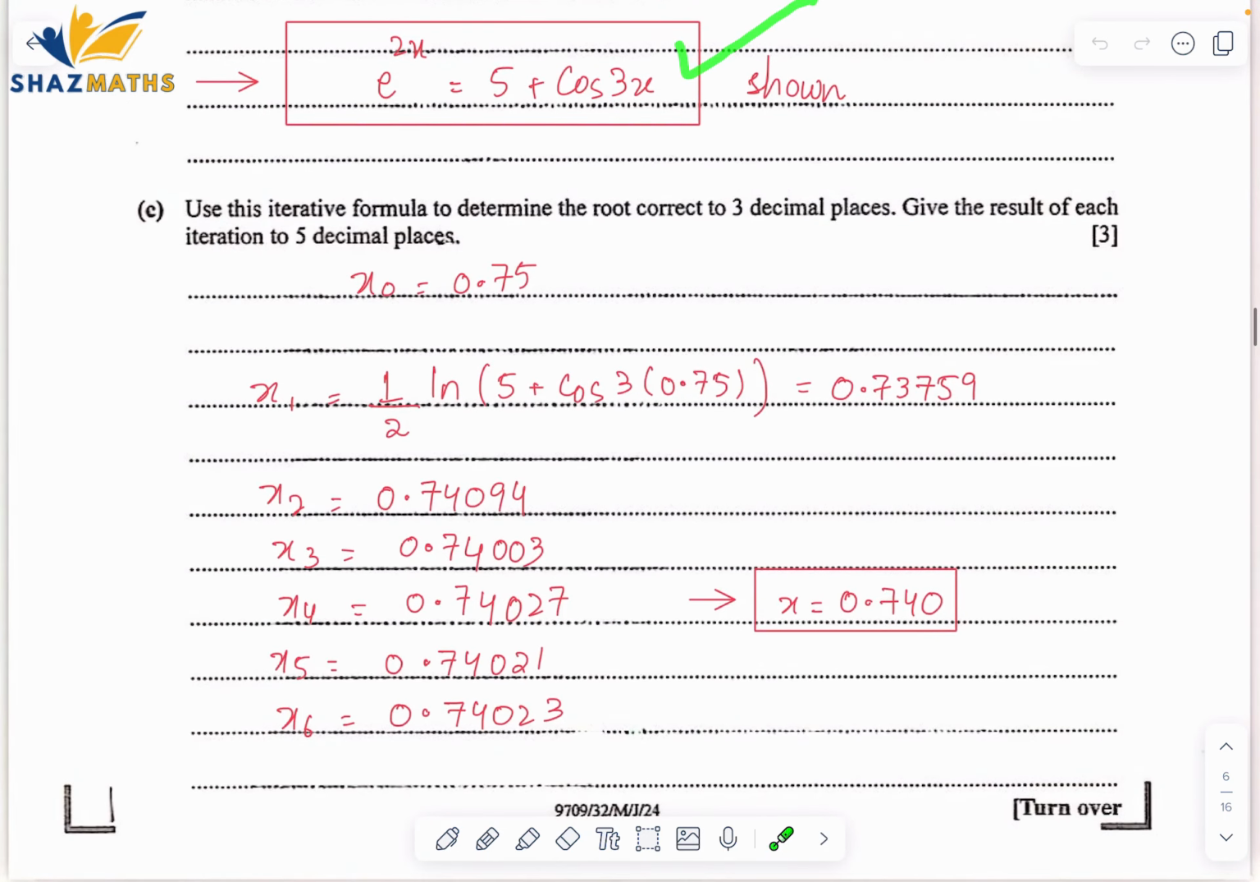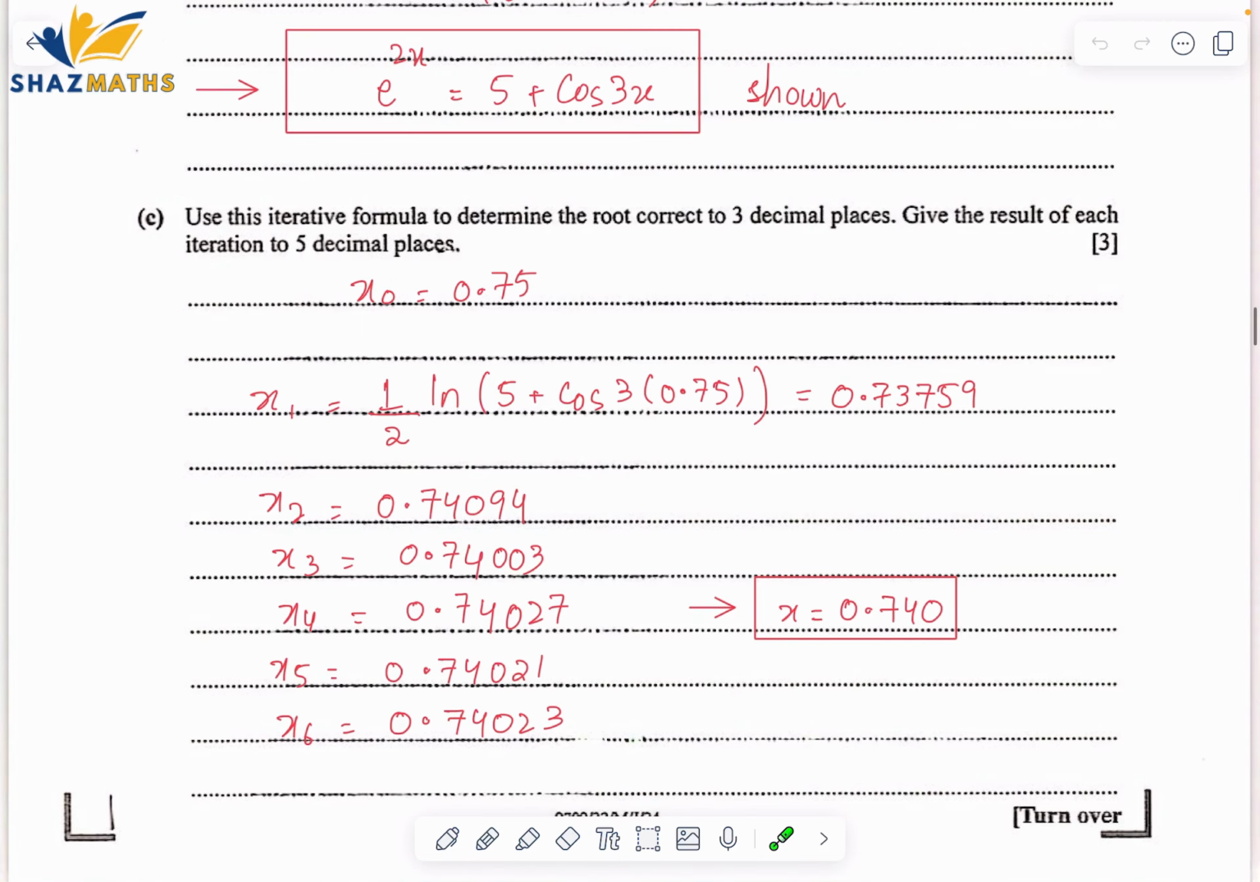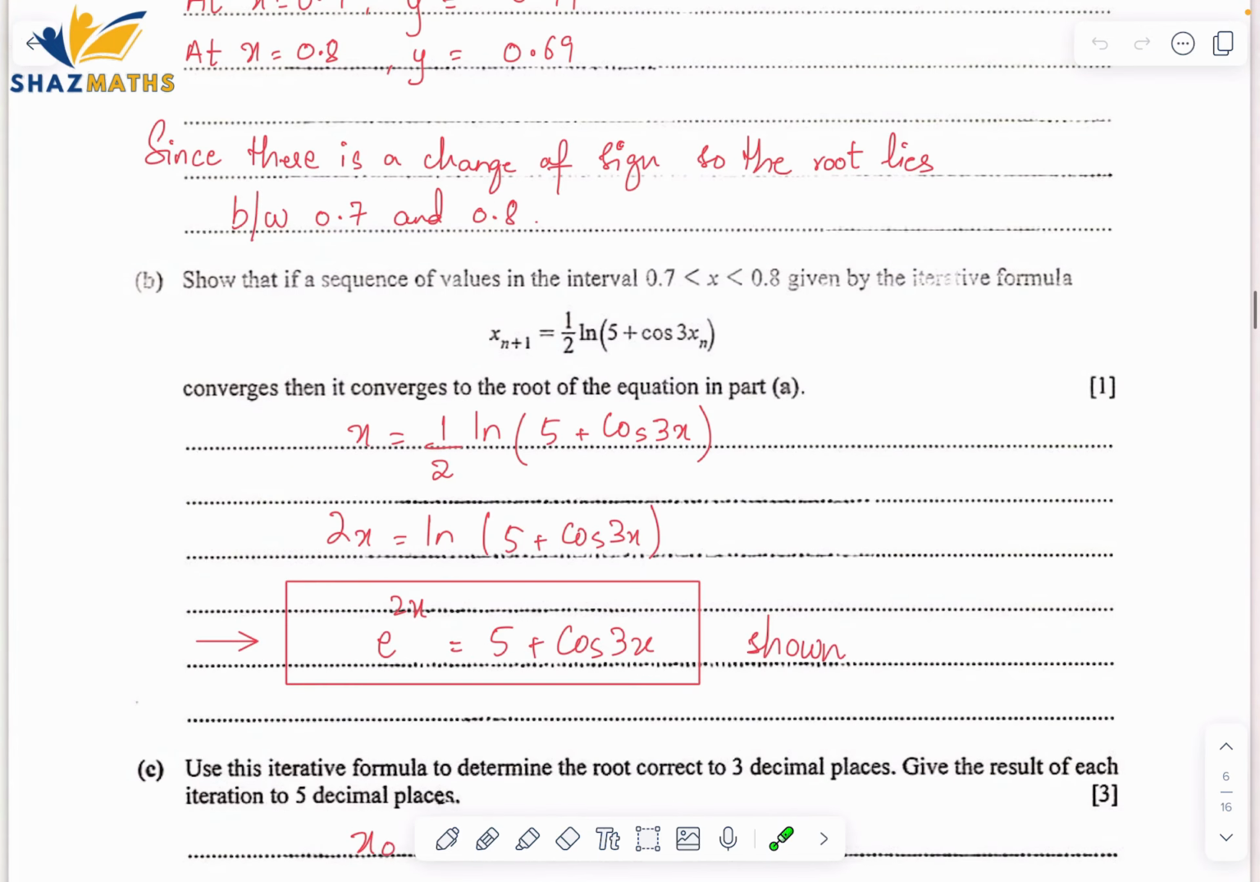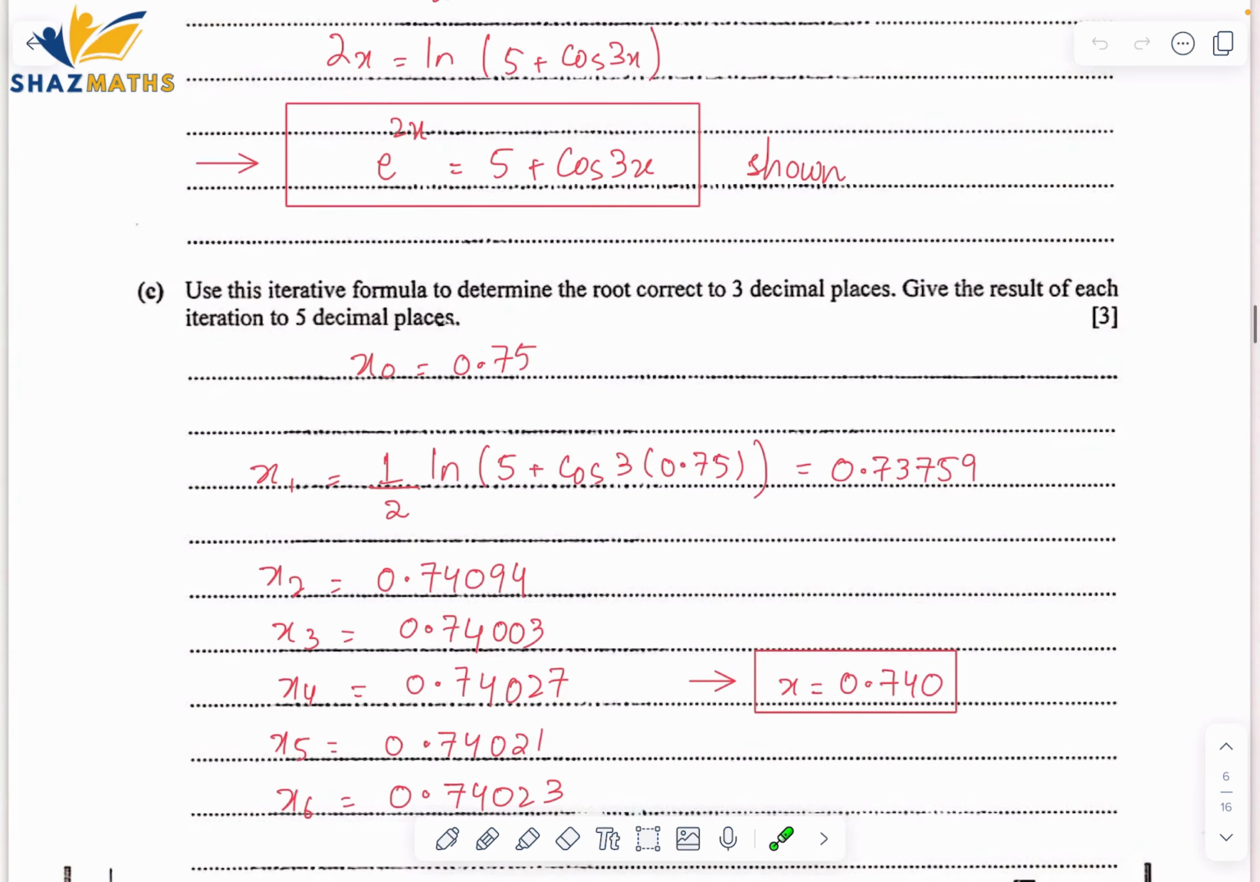For part C, use this iterative formula to determine the root correct to 3 decimal places, giving the result of each iteration to 5 decimal places. So we need an initial value. The initial value will be the average of 0.7 and 0.8. We'll put that 0.75 value in this iterative formula. We'll calculate our first value, which will come out to be 0.73759.